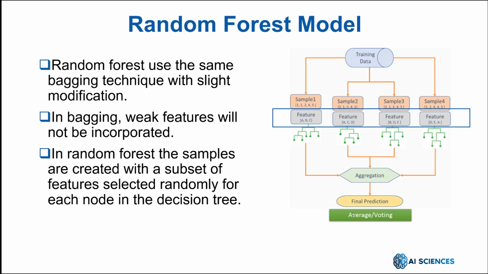To avoid this, in the random forest model, the samples are created with a subset of features selected randomly for each node in the decision tree. This selection of a subset of features is repeated separately in each node so that each node in a tree can make a decision using a different subset of features. This process of randomly selecting sampled data and a number of features for a split at each node ensures that all decision trees in the random forest are different.